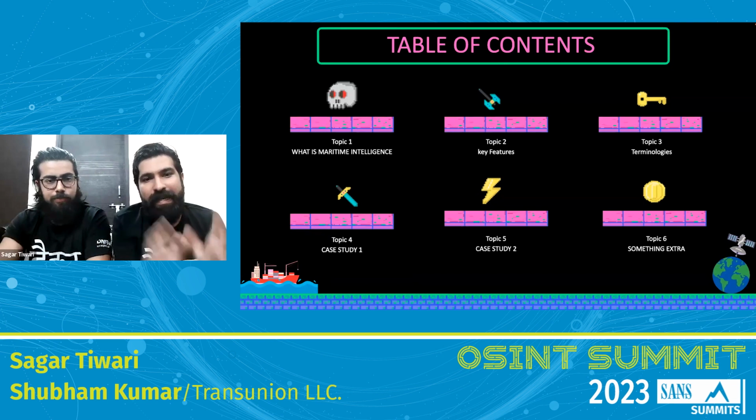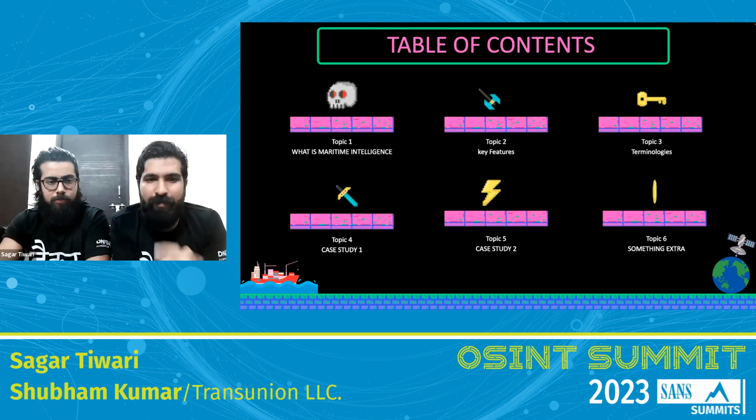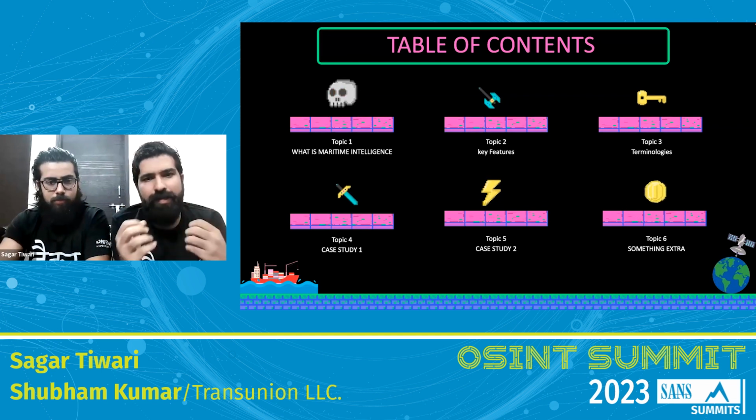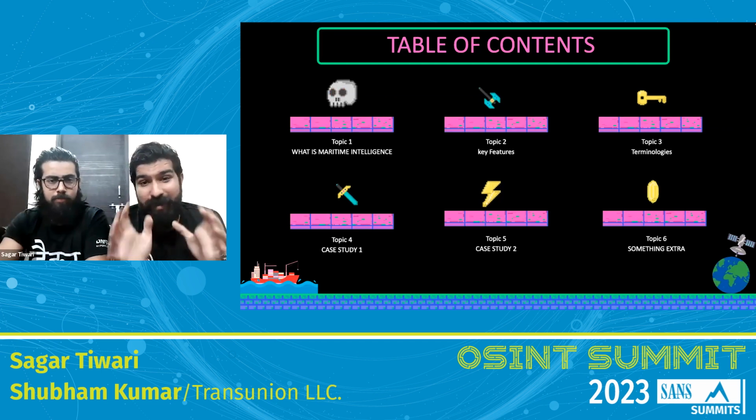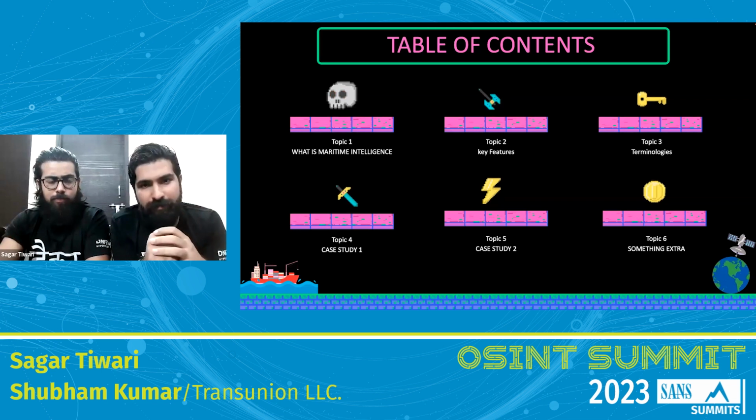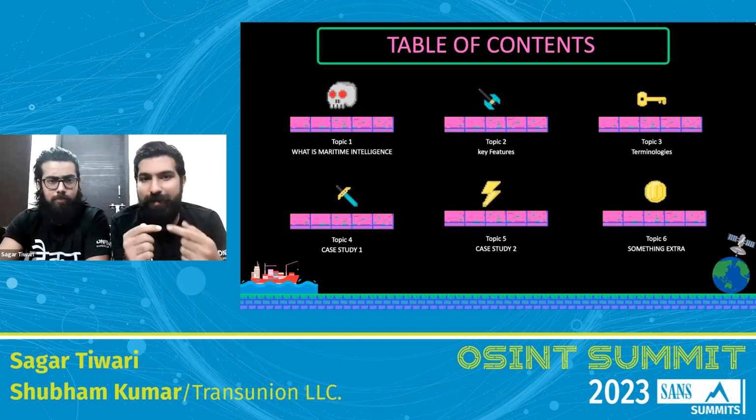Having said that, let's set a course for today's exploration, and that is the table of contents. First of all, we will go into what maritime intelligence is, understanding the basics of it. Then we will move to the key features, understanding the importance of it, and terminologies, learning the basics of the language of the domain. And then we will delve into the more juicy stuff, and that is case study 1 and 2, where we will move to real-world scenarios, from exposed devices to a level-up thing. So stay tuned for that. And in the end, we have something extra to wrap things up.